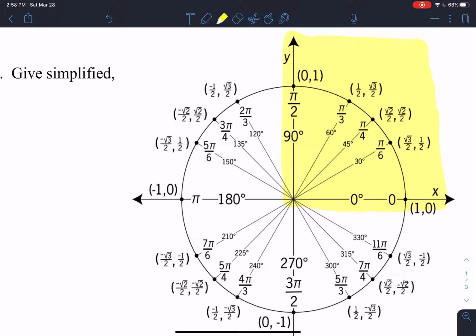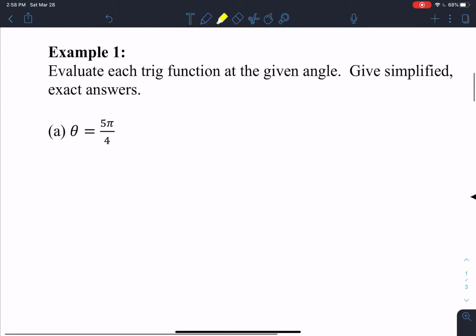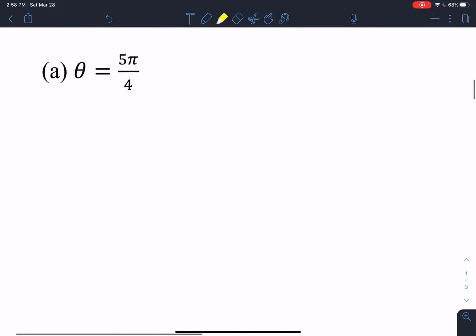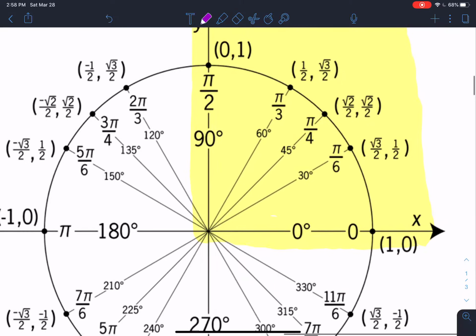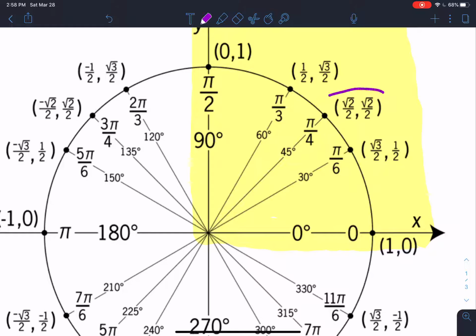So this first one says 5 pi over 4. I know that this is a pi over 4 angle, and I have 5 of them. So at pi over 4, if you look at your unit circle, you have root 2 over 2, root 2 over 2. When I evaluate the functions, those are the coordinates that I'm going to be using.